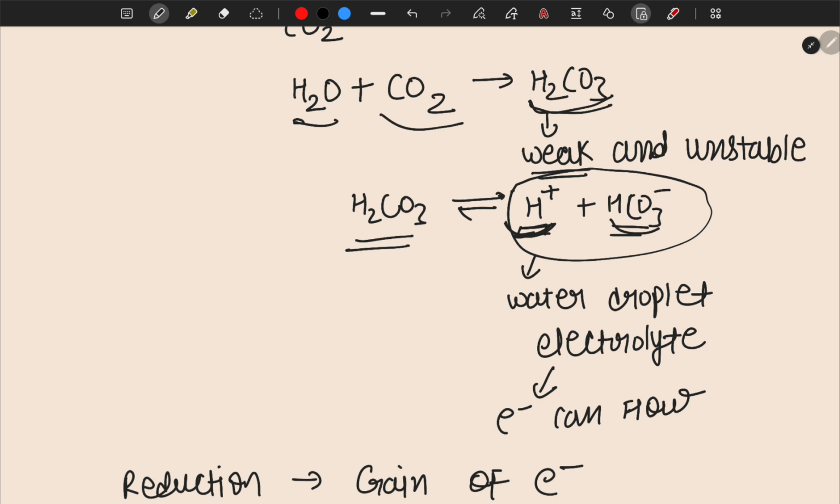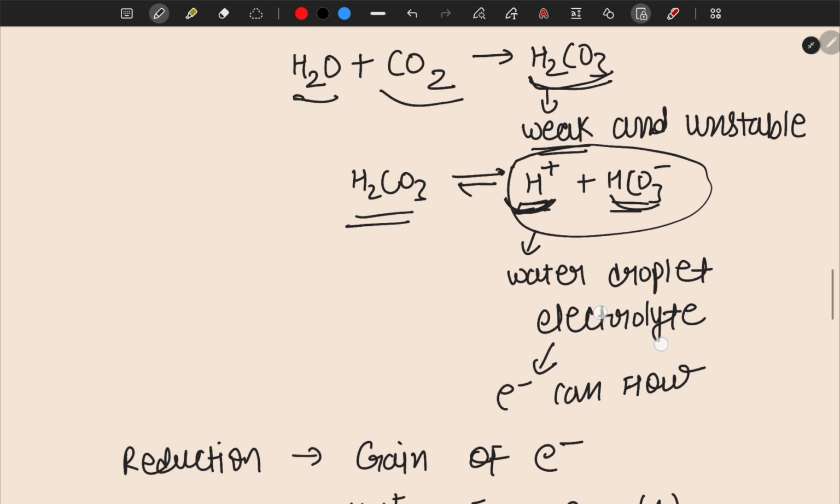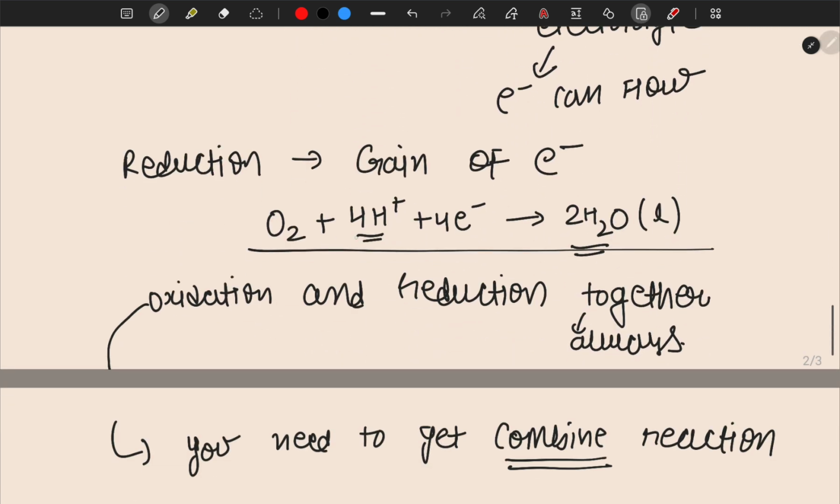So these 2 electrons of Fe will travel through them. And now as we have H+ and we have O2 in the atmosphere, reduction will happen at the cathode, because it's always like that, and reduction is gain of electrons. So O2 plus 4H+ ions, which are coming from that CO2 reaction, and then we add 4 electrons, because reduction is gain of electrons, we get 2H2O.